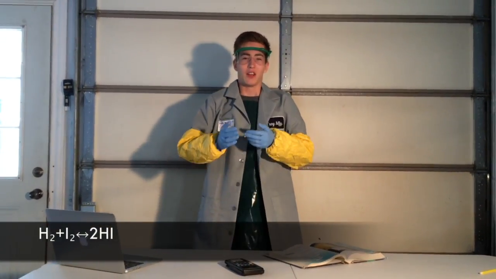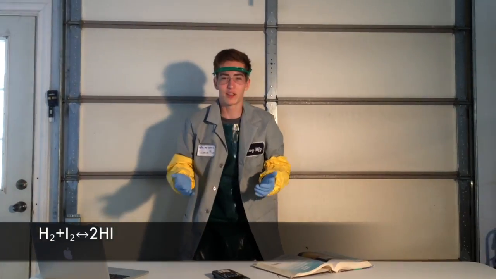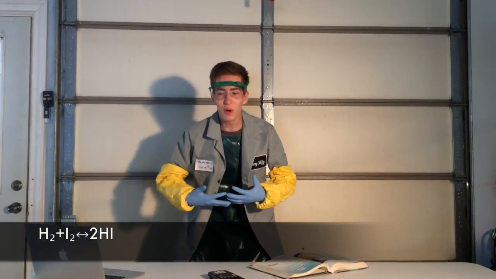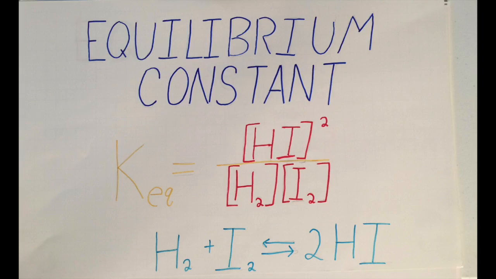Let's do an example. Here we have hydrogen diatomic and iodine diatomic reacting to create 2 moles of hydrogen iodide. So you plug the hydrogen iodide up into the top, and it's 2 moles of that, so it's to the power of 2, over the reactants hydrogen diatomic and iodine diatomic, and that'll come out to be Keq.